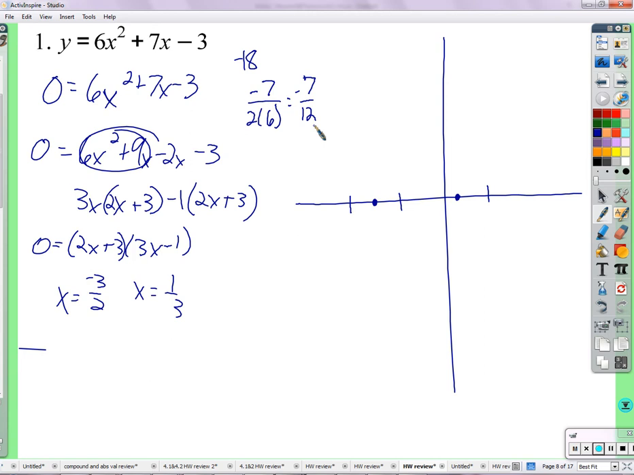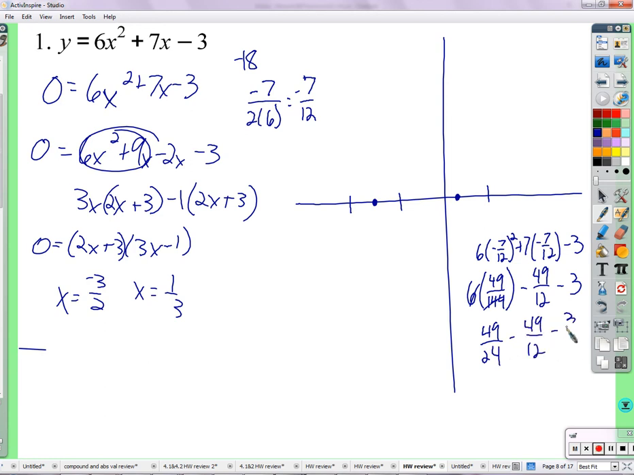Okay. So it's going to open up. I'm going to do some work over here. 6 times negative 7/12 squared plus 7 times negative 7/12 minus 3. 6 times 49 over 144 minus 49 over 12 minus 3. 6 cancels with that: 49 over 24 minus 49 over 12 minus 3. Get a common denominator of 24. So that's minus 98 over 24 minus 72 over 24, negative 121 over 24.